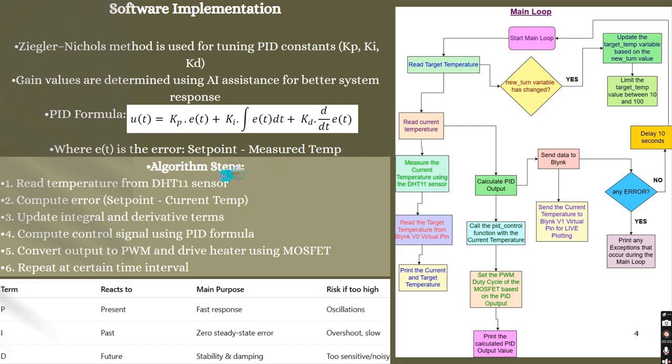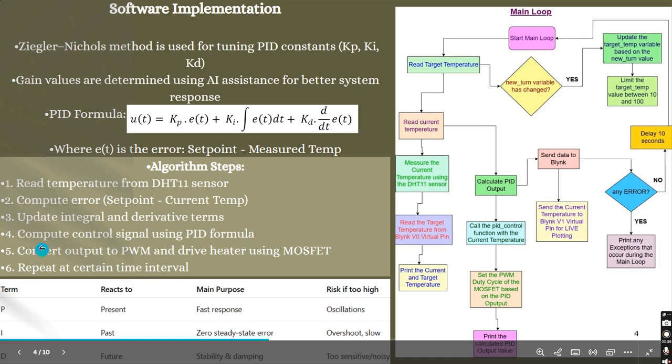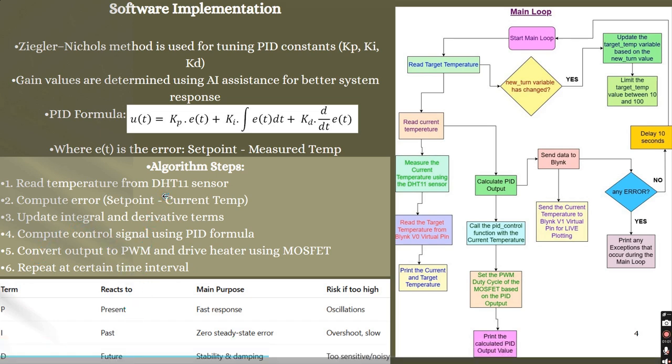The algorithm steps are: read temperature from DHT11 sensor, compute error, that is set point minus current temperature, update integral and derivative terms, compute control signal using PID formula, convert output to PWM and drive heater using MOSFET, repeat at certain time interval. The proportional term reacts to the present error and its purpose is to give the first response. If it becomes too high, it will give too many oscillations.